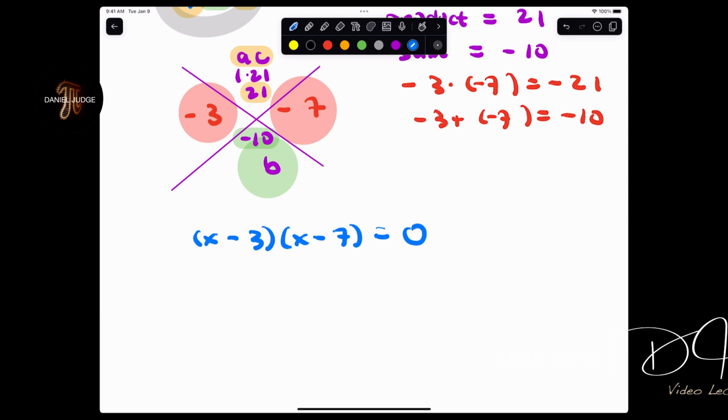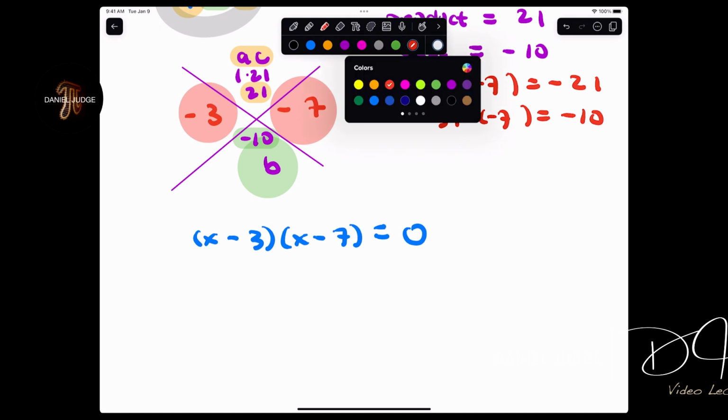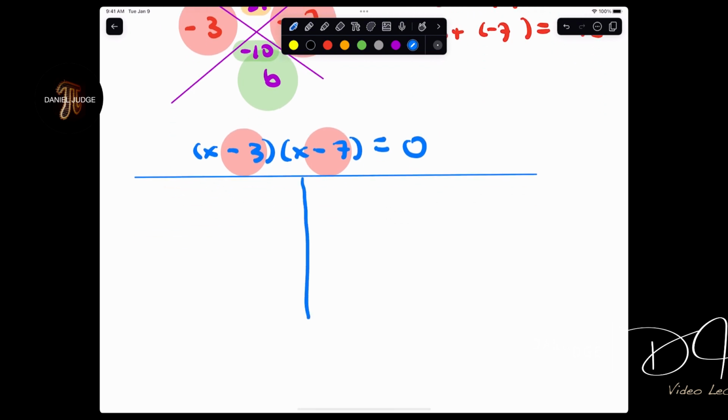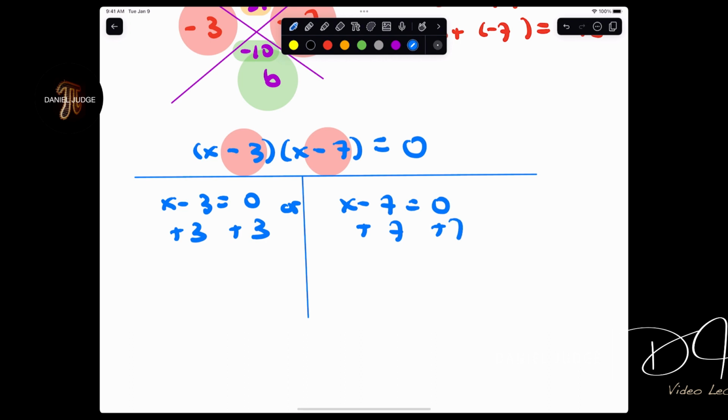That's the left-hand side. We have just factored by the crisscross method. But we have a quadratic because that equals 0. So here's where the -3 goes, and here's where the -7 goes. So we have x minus 3 equals 0, or x minus 7 equals 0. So now we're going to add 3 to both sides. We're going to add 7 to both sides, and now we get x equals positive 3, or x equals positive 7. These are our two solutions.